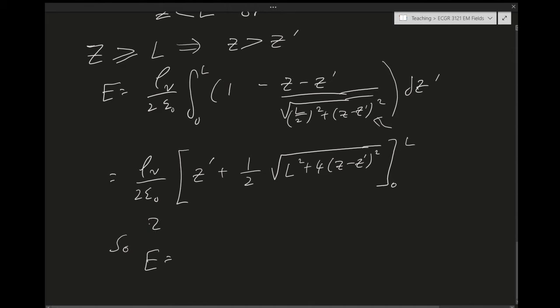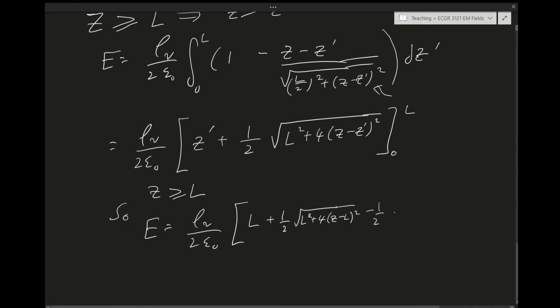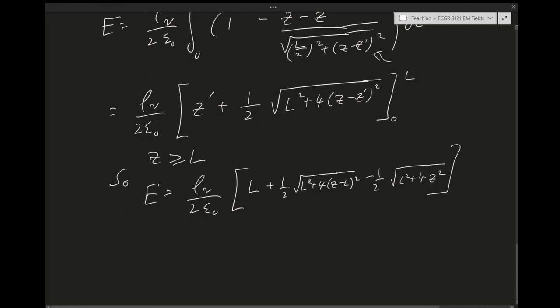This is for Z larger than or equal to L. So E is going to equal rho V over 2 epsilon naught, L plus half the square root of L squared plus 4 (Z minus L) squared, minus half the square root of... z prime is 0, so it's going to be L squared plus 4z squared. So that would be the expression. Now, what about if z is smaller than L?